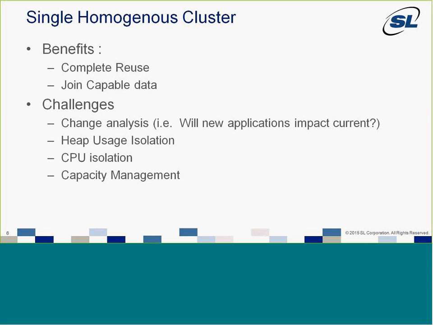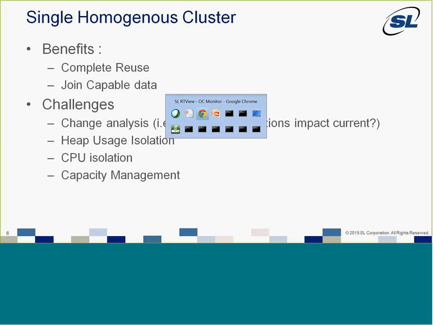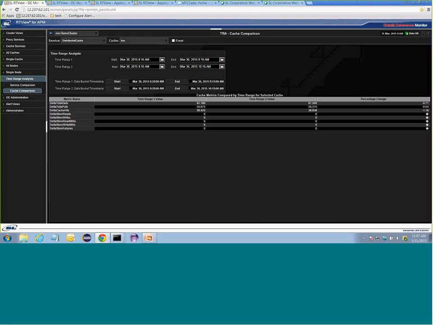I'm going to flip over to a quick demo of something that we talk about in change analysis. This is a screen within RTView where we do time range comparison between a particular cache on a particular run. So you select your Coherence service as well as the cache that you're looking at, and then you get to pick two time ranges.